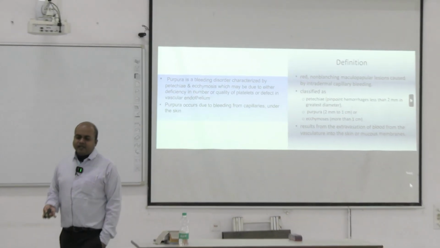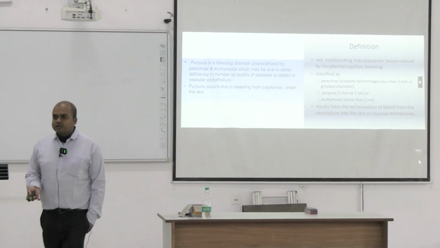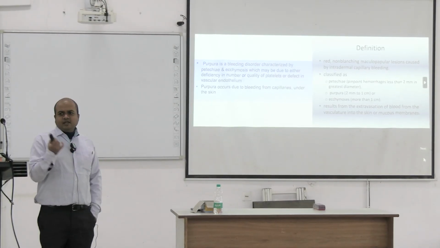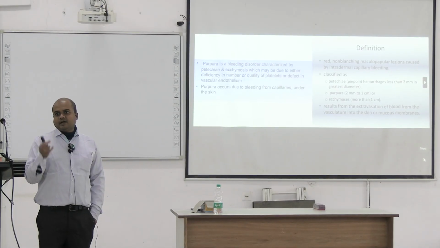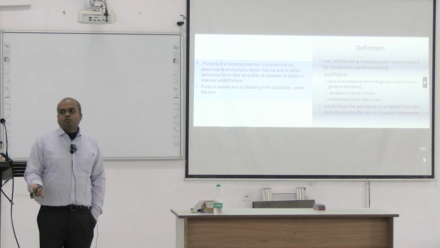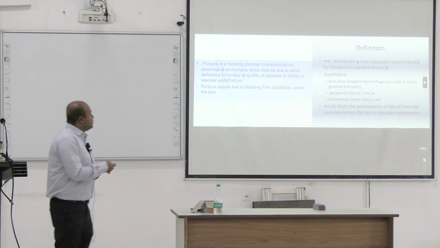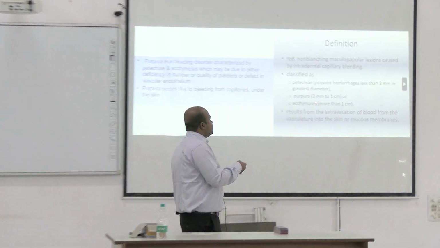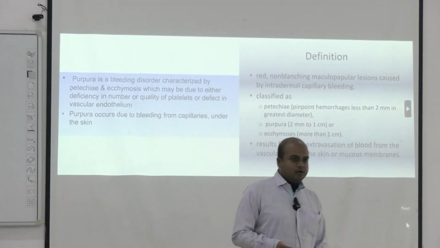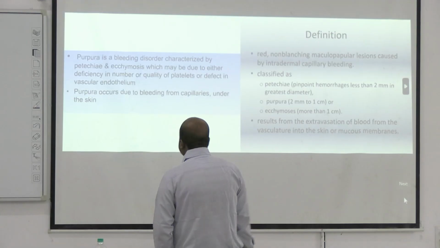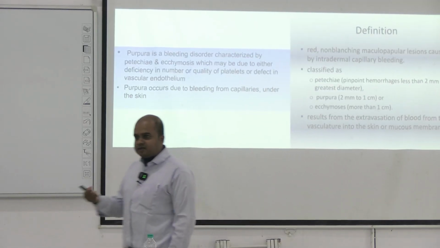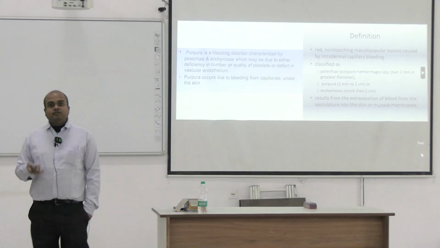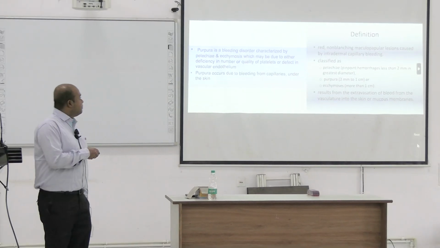Some terms like petechiae and ecchymosis are there, which you will come across again in medicine. These are classified according to size. Petechiae are very minute hemorrhages, 2 millimeters or less. Those of 2 millimeters to 1 centimeter are called purpura, and ecchymosis is the same thing, bleeding under the skin, but more than 1 centimeter. It results from the extravasation of blood: blood coming out of the blood vessels and lying under the skin. That is the condition of purpura.